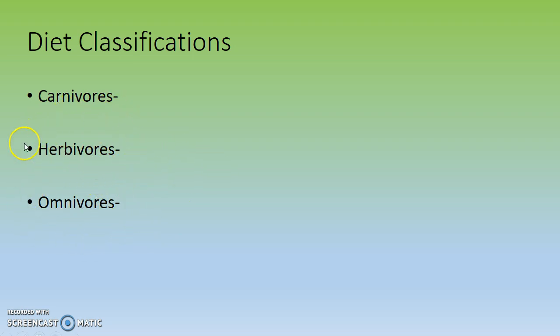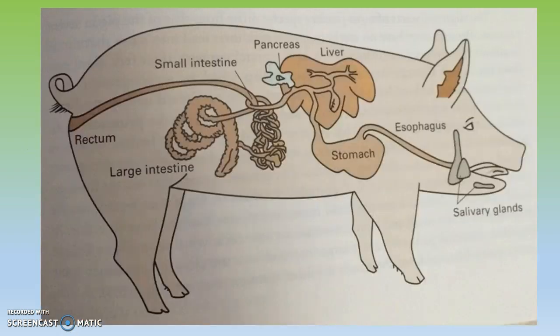Even though we feed them as though they're herbivores, pigs actually by nature are going to be omnivores and eat both meat and plants. Okay. So first we'll get into, there's a couple different digestive tracts that we'll talk about in this lecture. The first one is going to be the monogastric digestive tract.